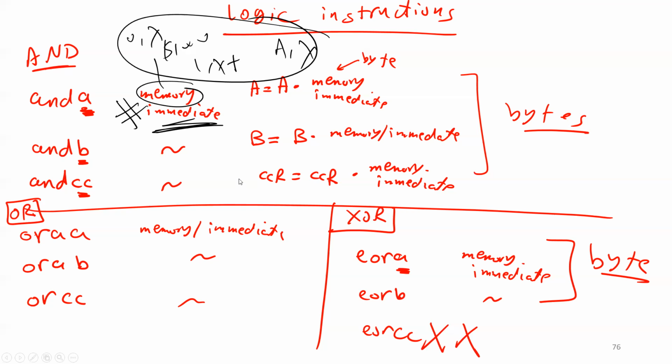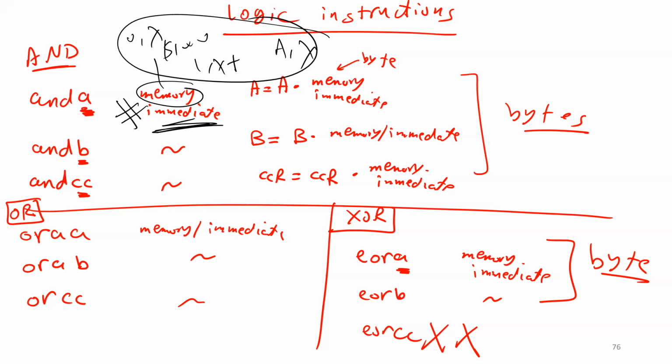So you can do AND between register A and memory location or immediate value, byte and byte. Then you can do AND between register B and memory location or immediate value, byte to byte. And then this one for the flag register. That's all what we have.